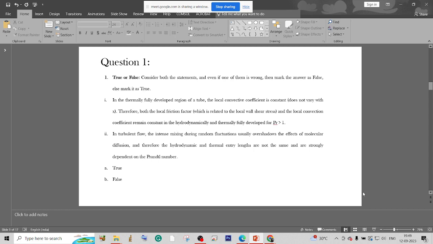Is it? And the second statement is, in turbulent flow, the intense mixing during the random fluctuation usually overshadows the effect of molecular diffusion, and therefore the hydrodynamic and thermal entry lengths are not the same and are strongly dependent on Prandtl number. Okay, so tell me whether any of the statements is false or not. I'll give you 1 minute to get enlightened on the question.